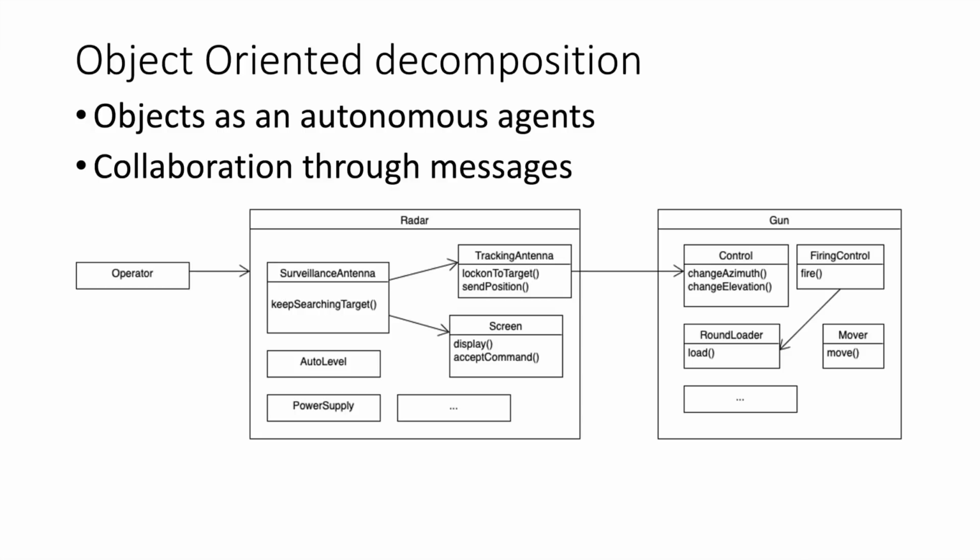Now every object had the functionality along with it as a capsule, which we have seen. For example, if you see the surveillance antenna, its task was to keep searching for the target. Once it finds the target, it is going to send a message to another object, the tracking antenna. Now the tracking antenna's functionality is mentioned here: lock on to the target and send the position to the gun. And this is the way the decomposition happened.